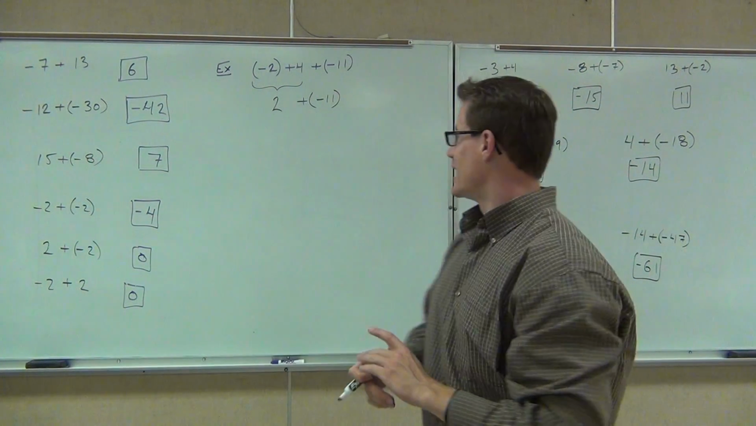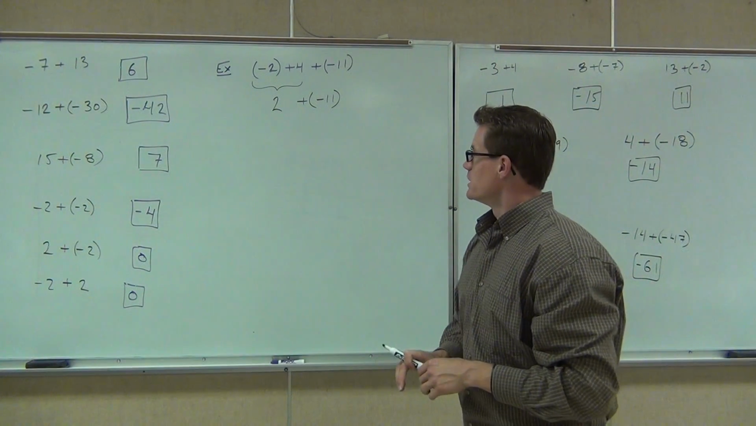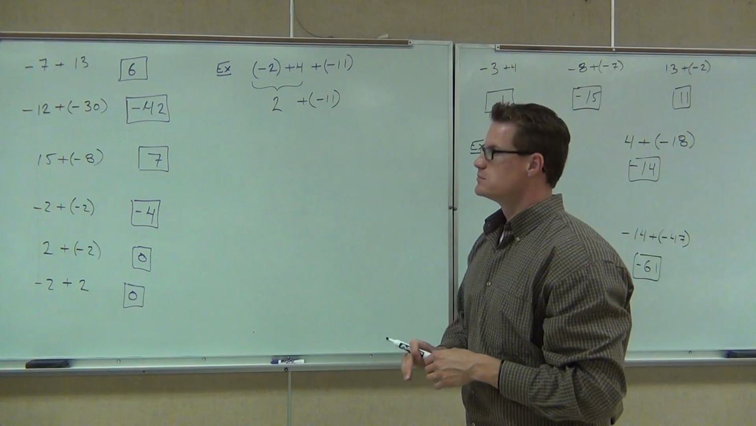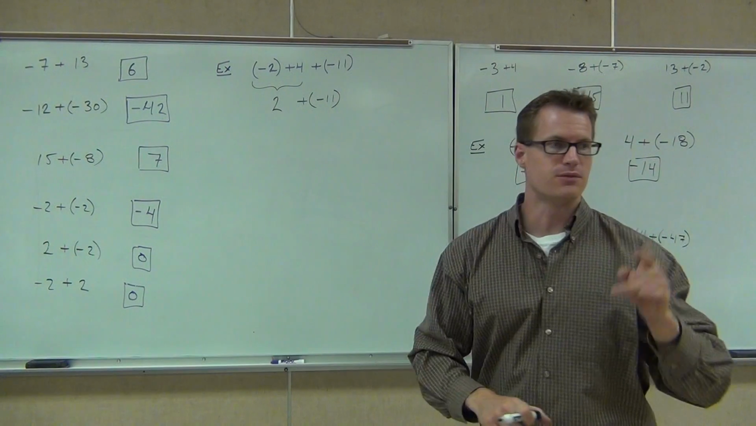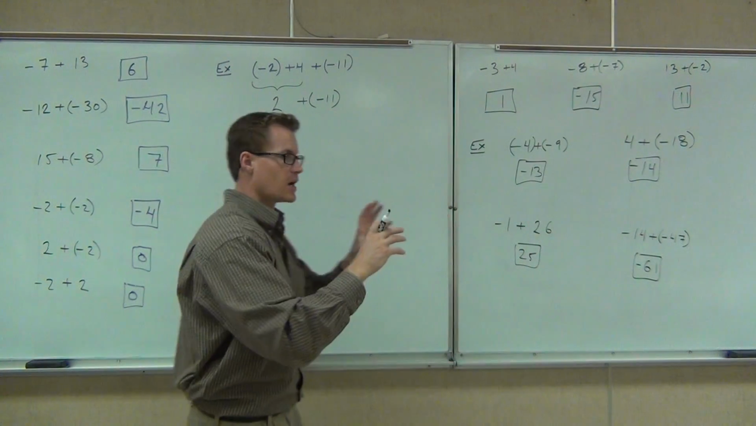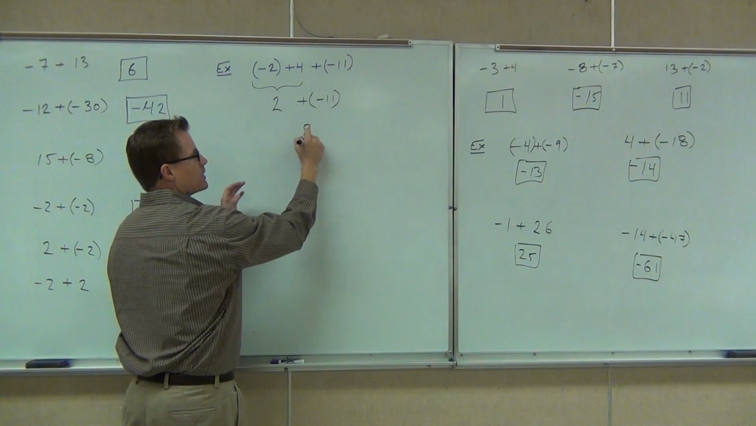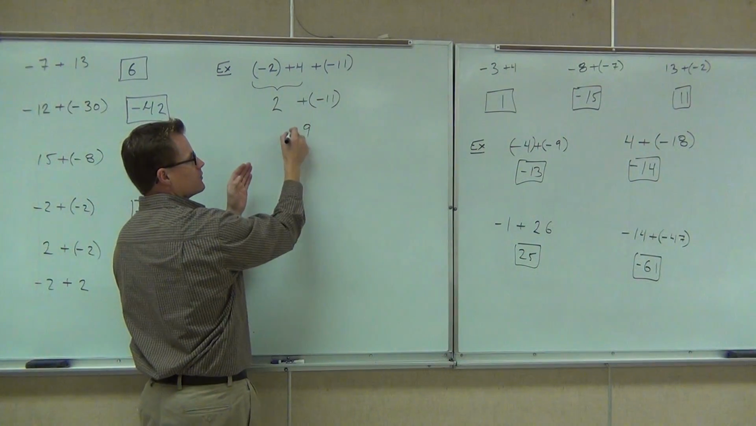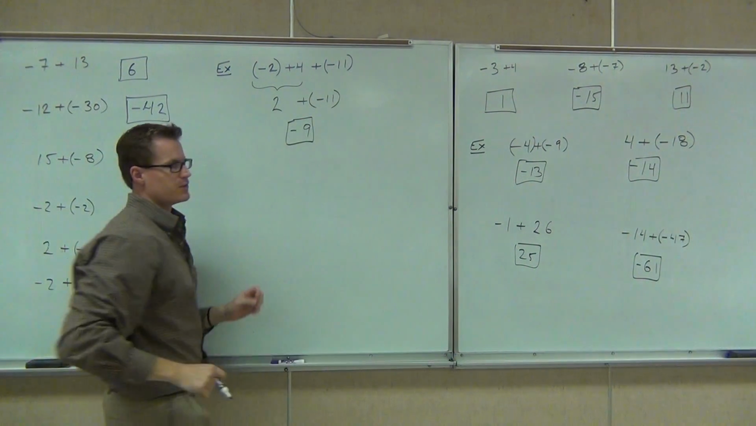So the next one we got negative 8... negative 9. Close, yeah. Negative is right, negative 9. We're going to subtract because we have different signs. So 11 minus 2 gives us 9. The bigger number, 11, was negative. We get negative 9.